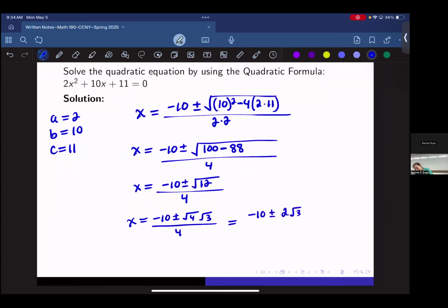So what we can do is factor out a 2 from each term. 2 goes into -10, -5 times. 2 goes into 2 square root of 3, just square root of 3 times, and 2 goes into 4 2 times. So our final result is -5 plus or minus square root of 3 all over 2. And we're done.